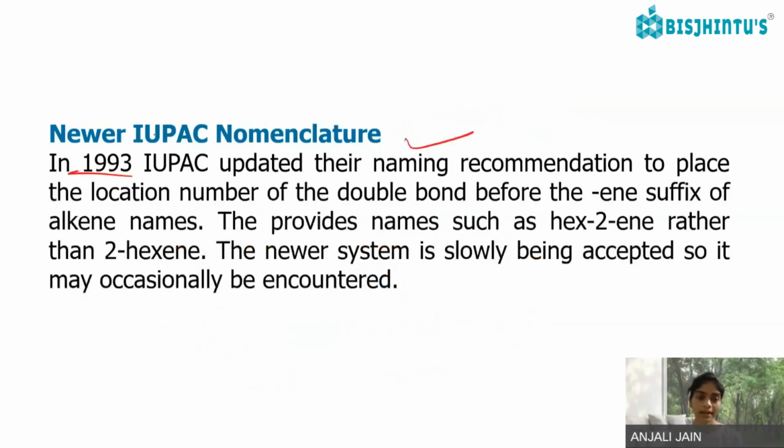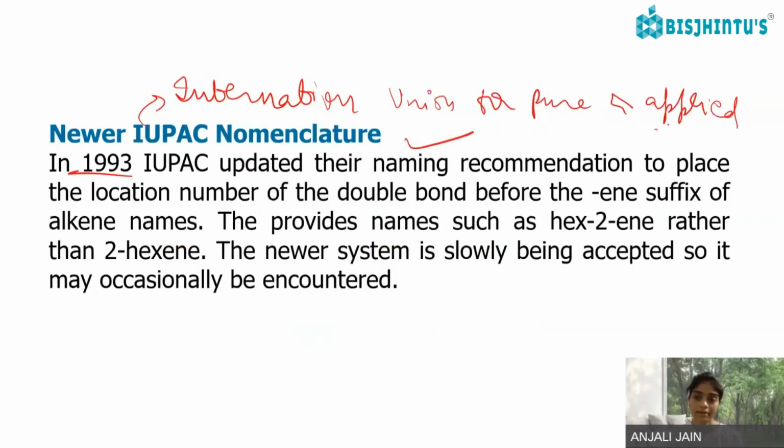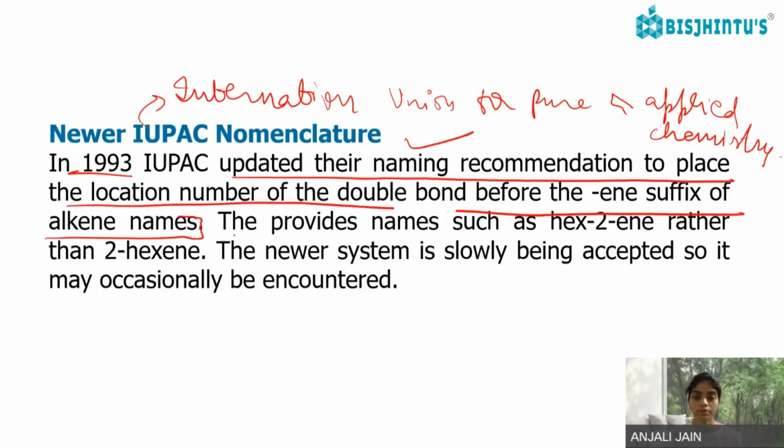Newer IUPAC nomenclature in 1993. IUPAC is the International Union of Pure and Applied Chemistry. Okay, so they updated their naming recommendations to place the location number of the double bond before the ene suffix of the alkene. Like we used to write pent-1,3-diene.